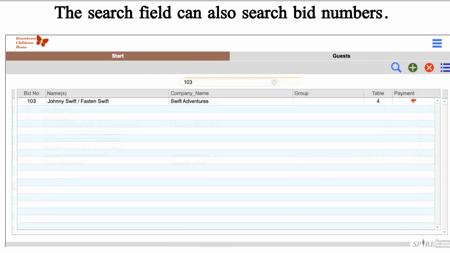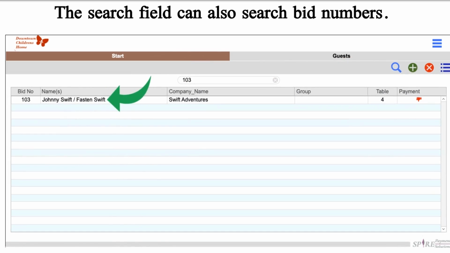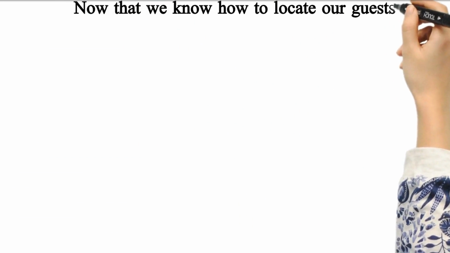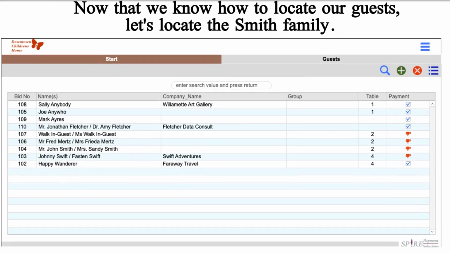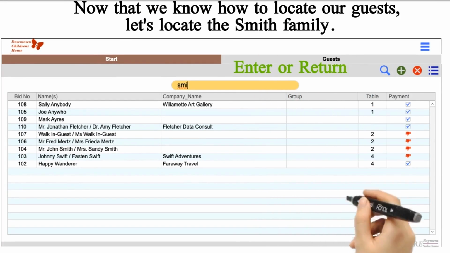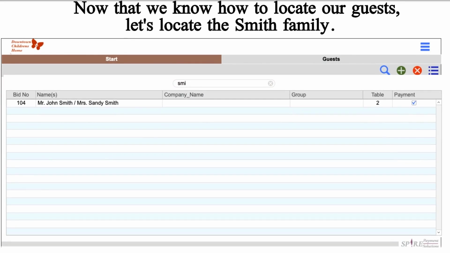We see bid number 103 belongs to the Swift family. Now we know how to locate our guests. Let's find and get the Smith family checked in. Click in the Quick Find field and enter a partial name or full name. Let's key in SMI then search. The Smith party will be located.